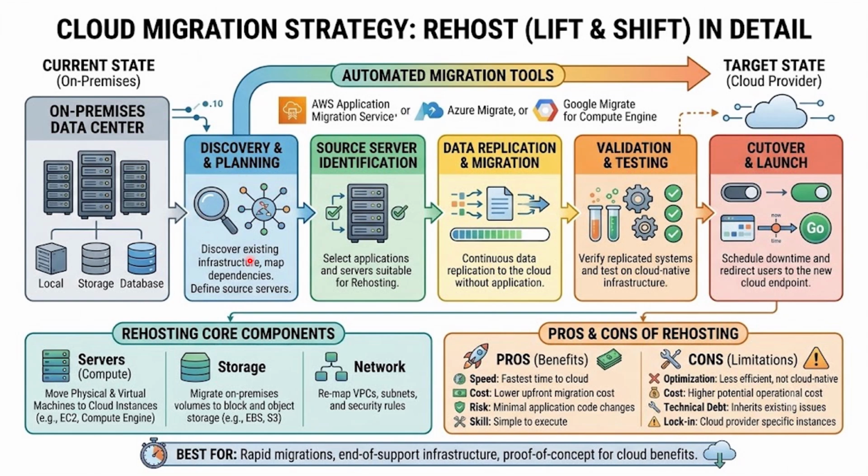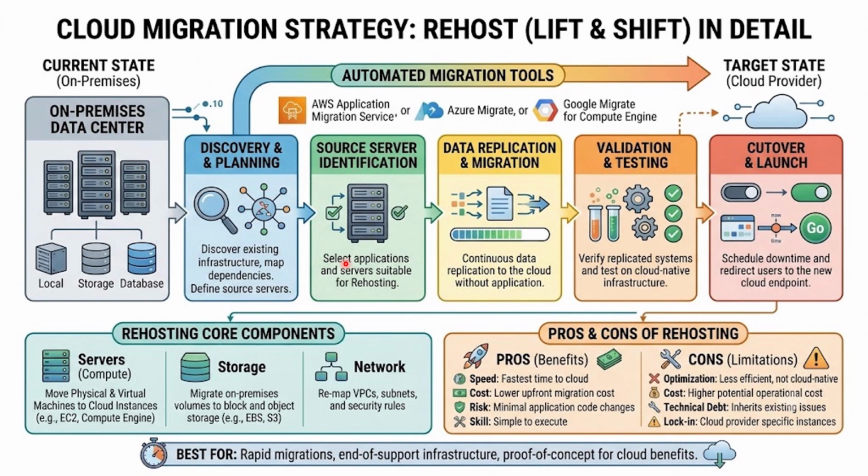Okay, and the next phase is the source server identification. Here the goal is filtering and selecting workloads suited for that rehost. So ideal candidates include monolithic applications. There could be legacy commercial off-the-shelf software that cannot be easily re-architected, or applications sitting on hardware nearing its end of support life cycle. So all of these need to be considered for that particular thing.